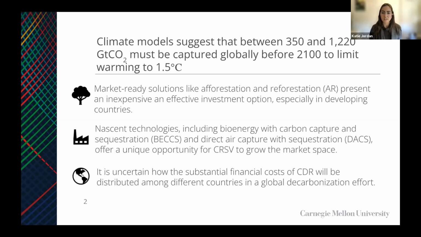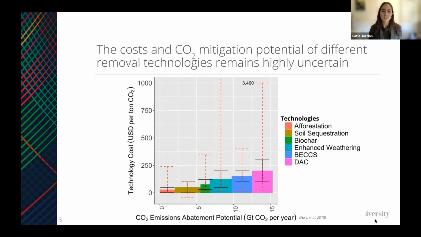There are also more nascent technologies like bioenergy with carbon capture and sequestration, or BECCS, and direct air capture with sequestration, or DACS. And these can offer a unique opportunity for CRSV to grow the market space. It's currently very uncertain how the large financial burden of CDR will be distributed among different countries in a global decarbonization effort. In our talk today, we will be giving some estimates for regional costs and storage distribution, as well as providing a set of concrete recommendations for CRSV's future investment portfolio. Next slide, please. As I mentioned, the potential for different CDR technologies remains highly uncertain.